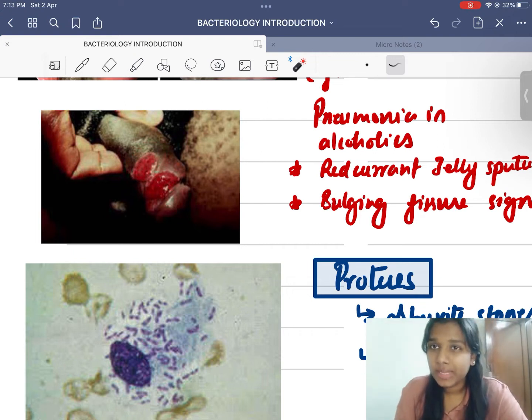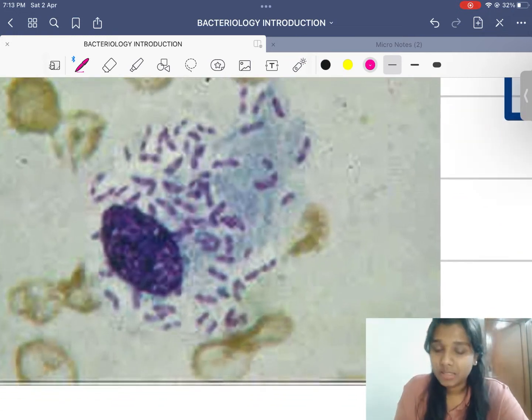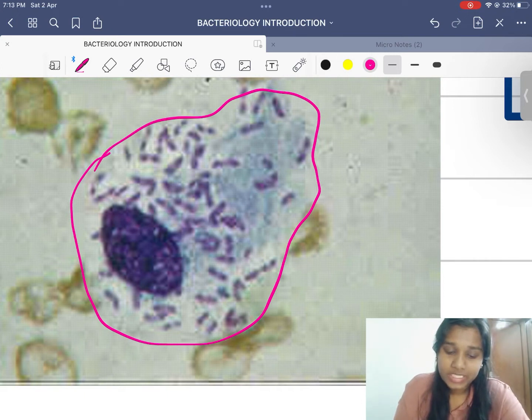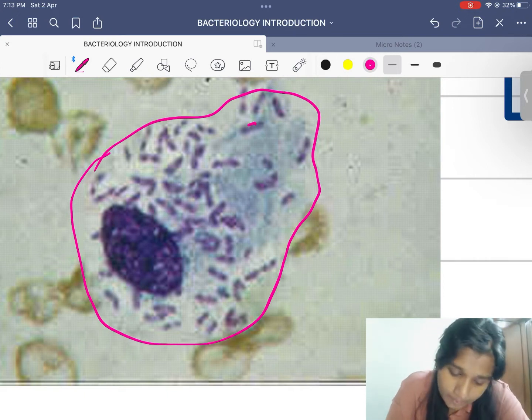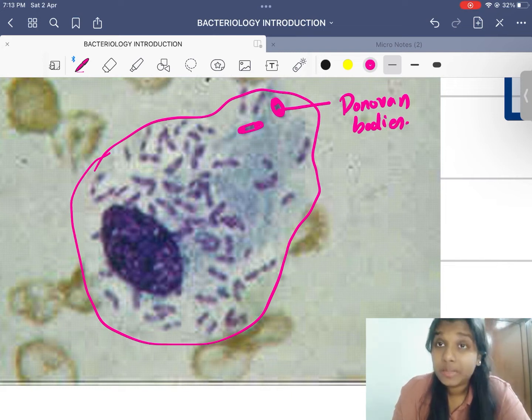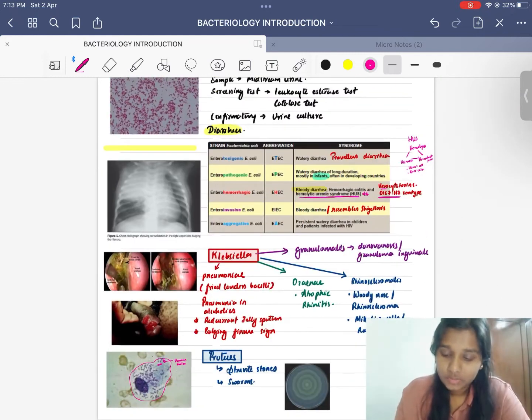What do you see in microscopy? You see these cells inside the macrophage. This whole cell is the macrophage. Inside the macrophage, I'm seeing cells. How do these cells look like? They have the safety pin appearance. So now these are called Donovan bodies. And what was the treatment of donovanosis? We gave azithromycin, for treatment of Klebsiella granulomatis.